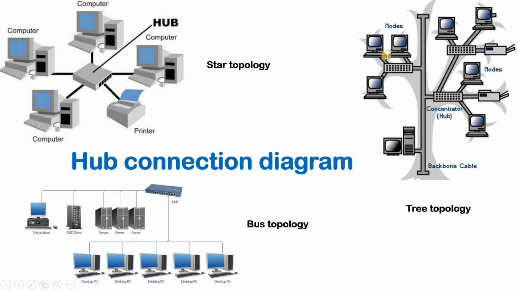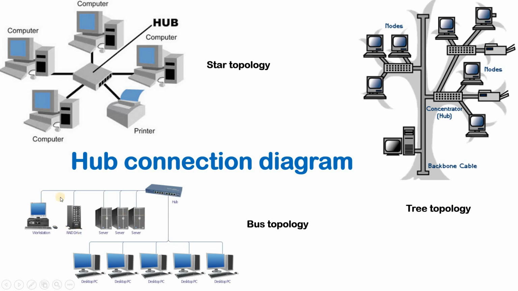Here we classify each branch of the tree. So in each branch we are using separate hubs. So it's like the tree. That's why we call it tree topology.